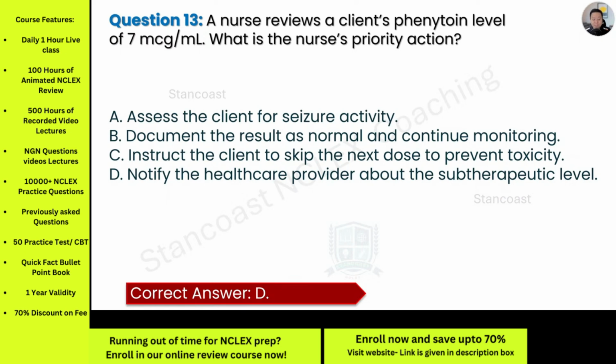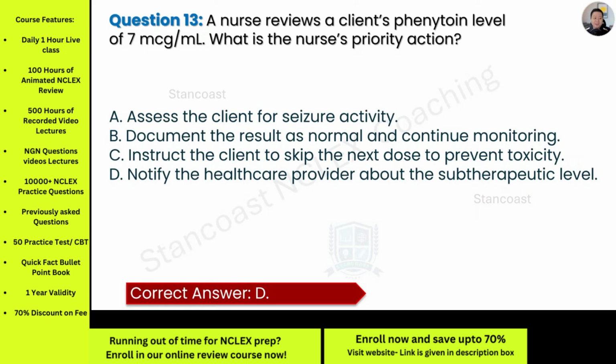So when you have a client that has a seizure disorder, especially if they are taking this particular drug, you have to maintain therapeutic levels. Make sure that you are looking into their drug blood levels in order to have that therapeutic effect of this medication.